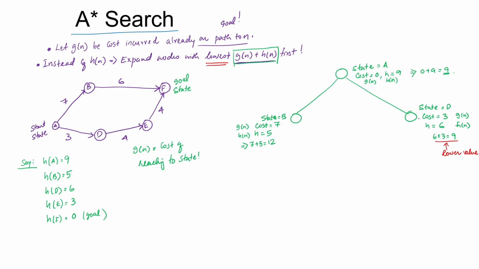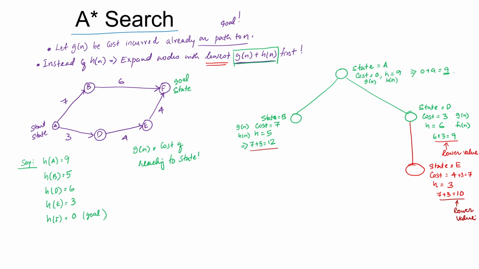We expand from here, because this is the lowest. So, we expand, reach here, that state will be state equal to E. Cost is 4 plus 3, that is 7, then H is given as H of E is 3. So, it is 7 plus 3, that is equal to 10. Now, if you compare these two values 12 and 10, you can see that this is the lower value.